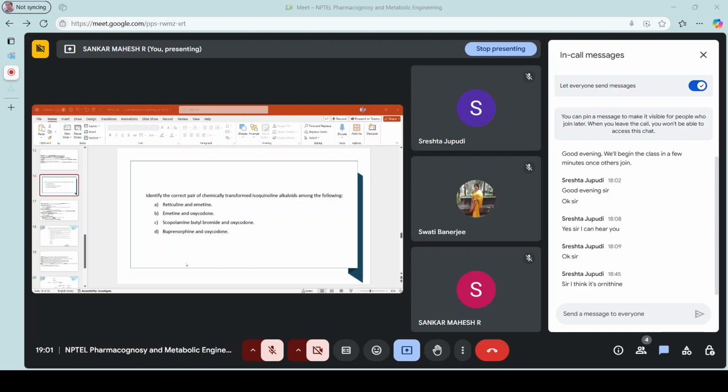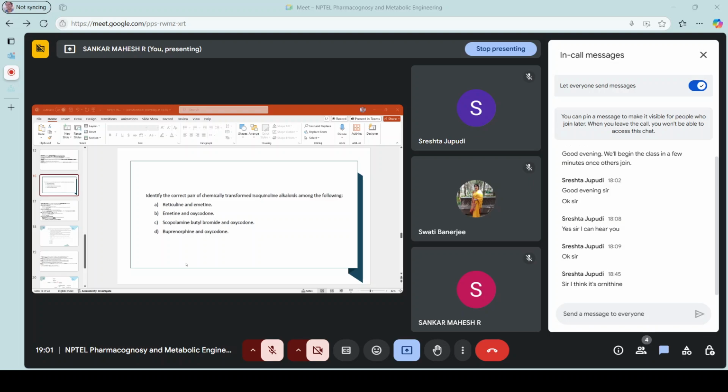The answer is, I think, buprenorphine and oxycodone. Both are chemically transformed isoquinoline alkaloids. Even morphine also comes under this isoquinoline alkaloid, but chemically transformed are buprenorphine and oxycodone.